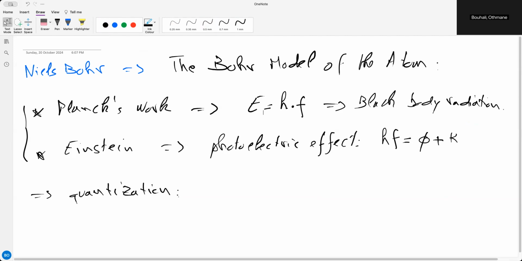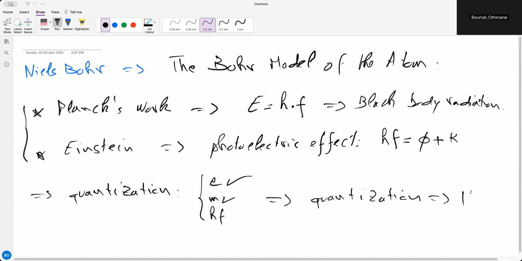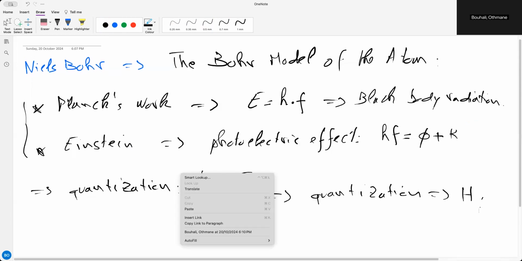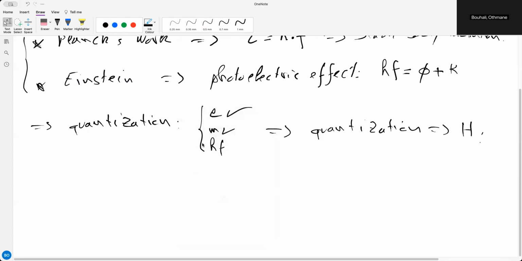Quantization means everything has a specific quantity, like the charge of the electron and the mass of the electron. It is not a continuous quantity. Even light is composed of quanta, and each quantum has a specific value. So he believed in this quantization, and he applied it to the hydrogen atom. He applied this quantization by making 4 assumptions, and I will explain those assumptions right now. So, the Bohr assumptions.